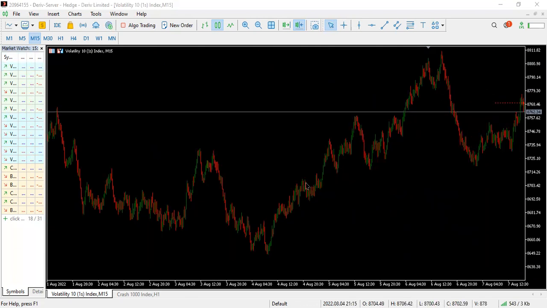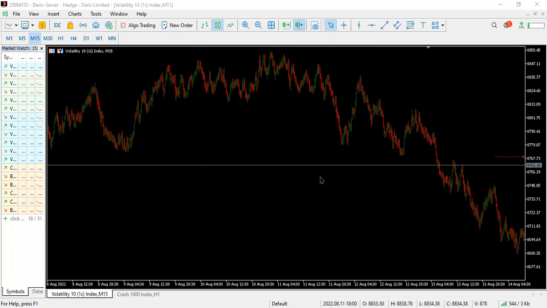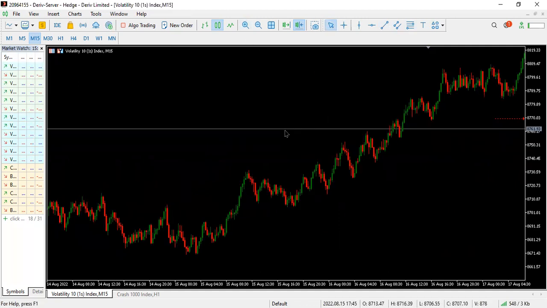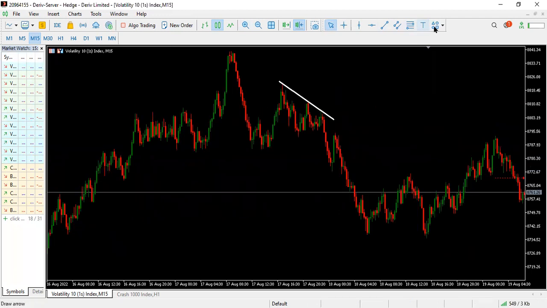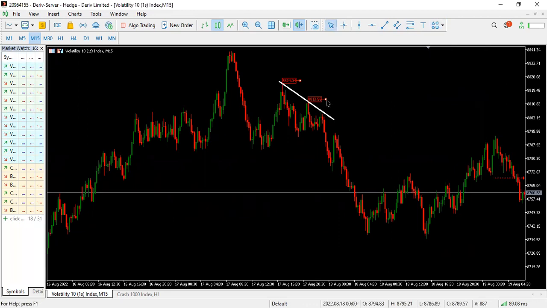I only see buy opportunities here, but it's fine. We'll get to buy. So are you okay with the sell? Here is another one. First time. Second time. Third time you sell.